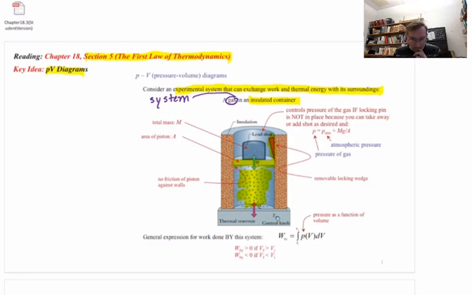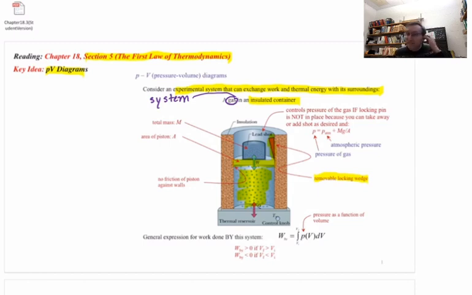Why would we do such a weird thing like that? Here's why. One of the several reasons why this is a clever little device. If you remove that locking pin or locking wedge, remember I said it's removable. If you take it out, then I contend that we, as the experimenters, can control the pressure of the gas. How do we do it? We do it with that little container with the lead shot on top.